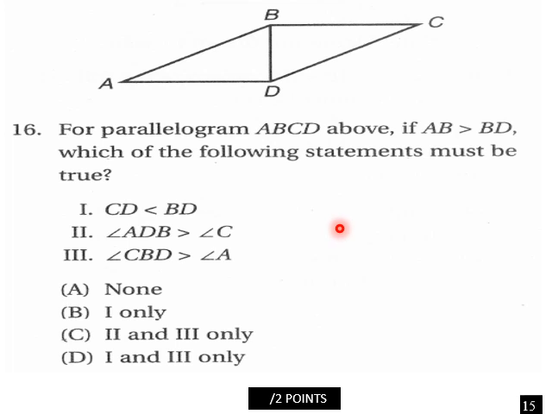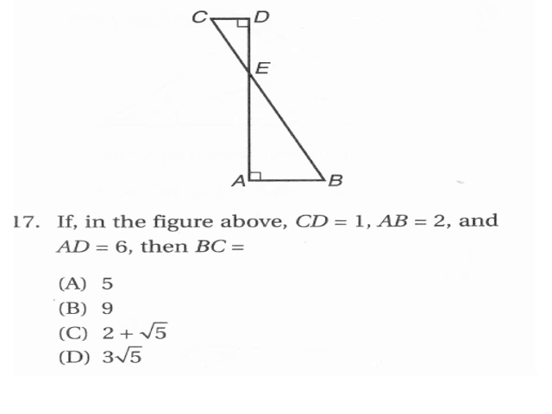Number 16, for a parallelogram above, these two sides would be parallel and these sides would be parallel. Then you have this situation here, and which one of these would pertain to this parallelogram with these given conditions? AB is greater than BD. And then number 17, in the figure above, CD equals 1, so you have these different lengths of sides here. Then BC, so you're trying to find BC, this total length here.